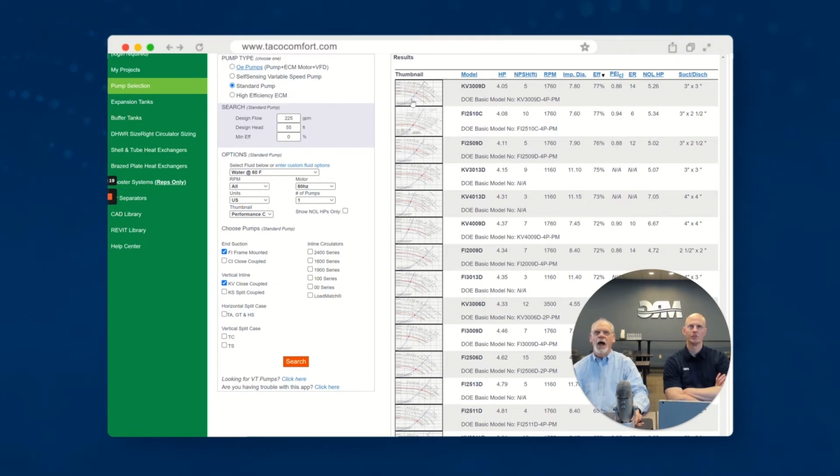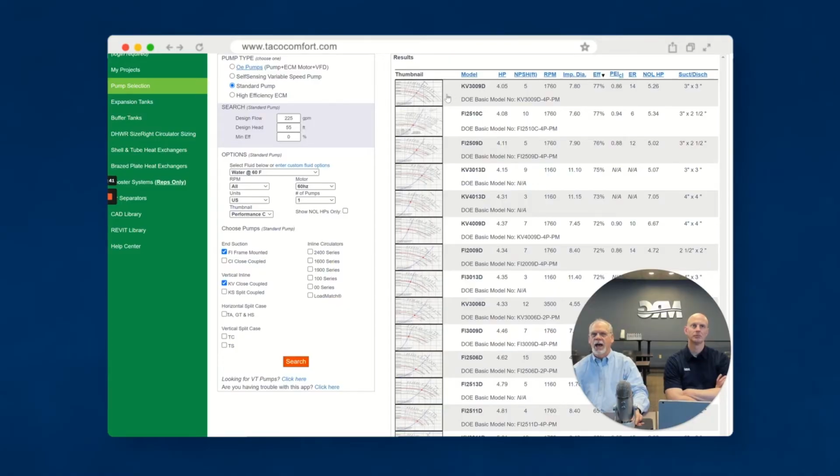And also, I want to look at my pipe size. All right, with a 225 GPM, my system piping is going to be 4-inch pipe. So if I got 4-inch pipe, I need to have a pump that will work well with 4-inch pipe. With the inline pumps, they're the same size whether they're on the suction and the discharge. All right, on the end suction pumps, we have one size larger on the suction than on the discharge.